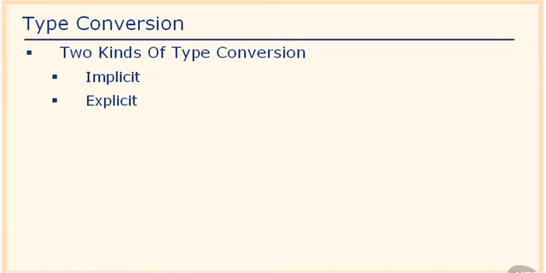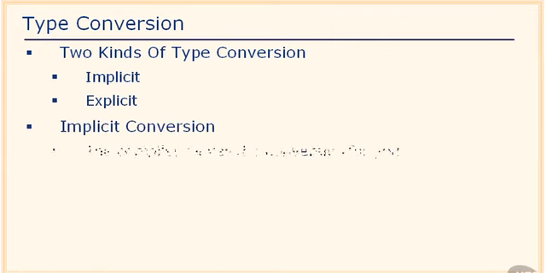Now let's take it into the C++ world. There are 2 types of type conversion that you can employ in C++. There is what's called implicit conversion, and then there's explicit conversion. Now let's take a look at implicit conversion first.